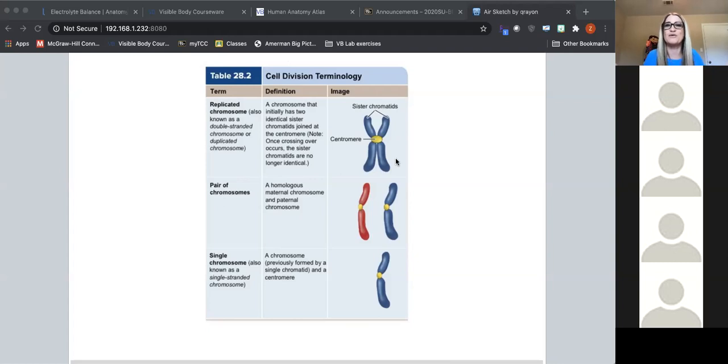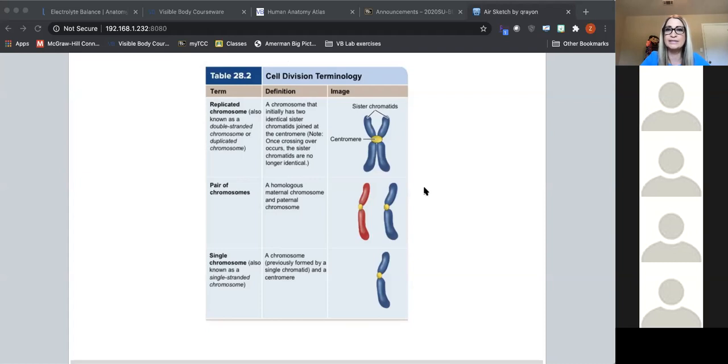It's going to be 23 pairs ultimately. One set from mom, one set from dad, okay? So each parent gives one set of chromosomes to the offspring. The cell that has 23 pairs of chromosomes is known as a diploid cell. All of your body cells, except for gametes, are diploid cells. These are your somatic cells, your regular body cells.